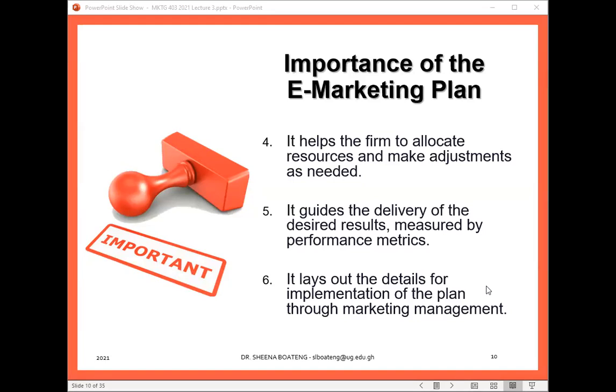Next, we can talk about the fact that the e-marketing plan helps to allocate resources and make adjustments as needed. Remember, we talked about the fact that the e-marketing plan is a dynamic document, meaning that it is not static and it can change. Therefore, in the event that the situation changes, remember we talked about the micro and macro environment, and the fact that in the macro environment there are certain factors that occur that are beyond our control. However, we can react to these changes when they occur.